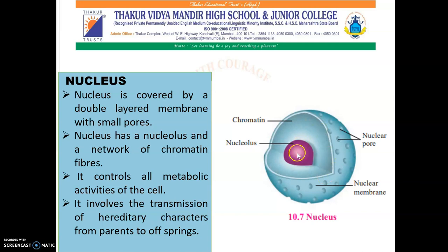Nucleus has one round nucleolus and a network of chromatin fibers. Chromatin fibers are thin, thread-like structures which condense to form short, thick chromosomes at the time of cell division. Functional segments on chromosomes are called genes. Nucleus has several functions, like it controls all the metabolic activities of the cell and also the cell division. It is involved in the transmission of hereditary characteristics from parents to offsprings.